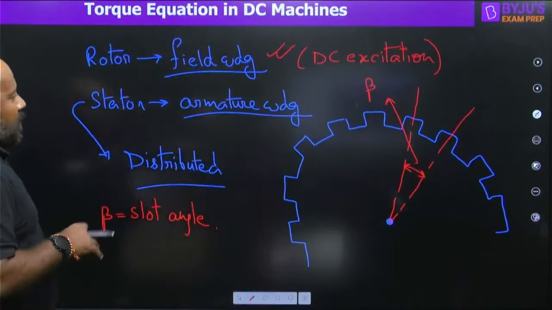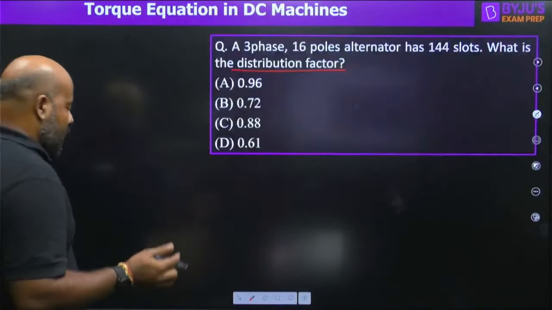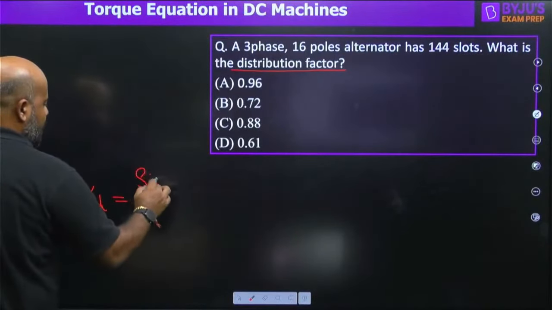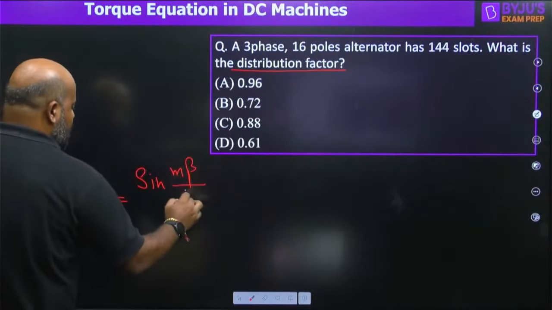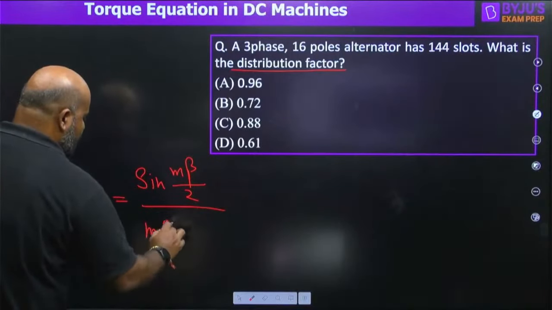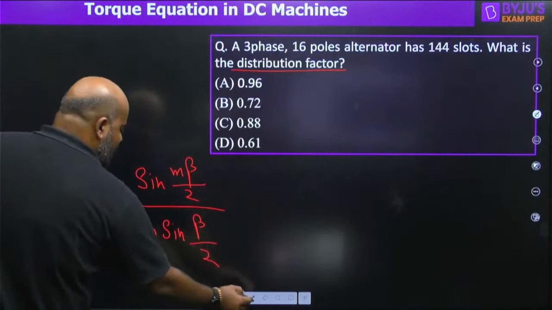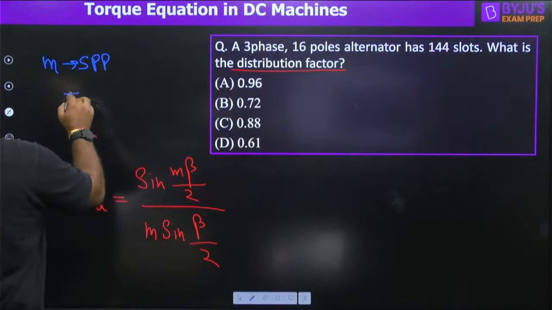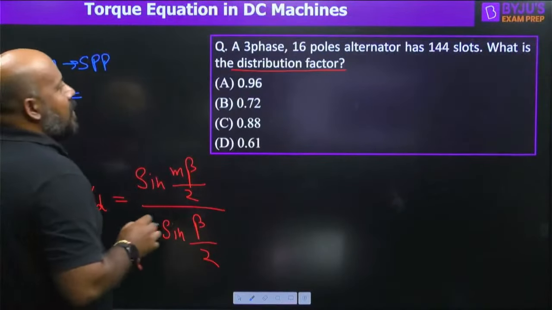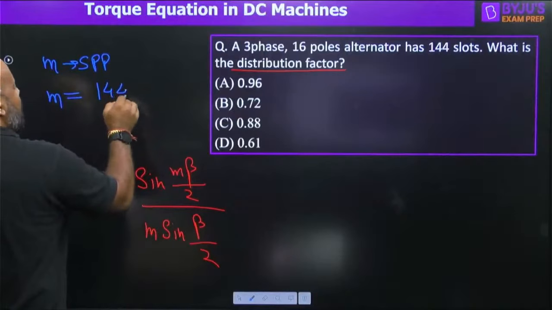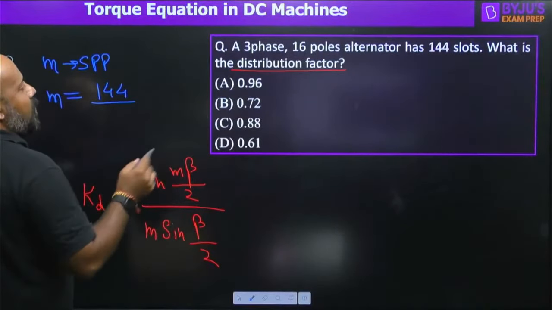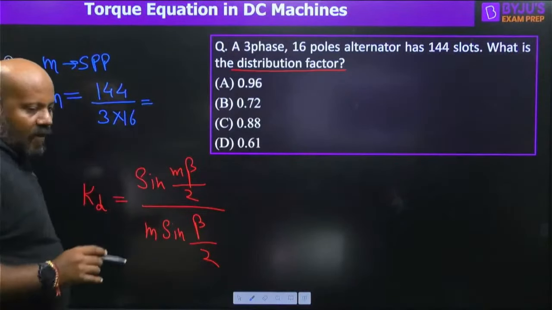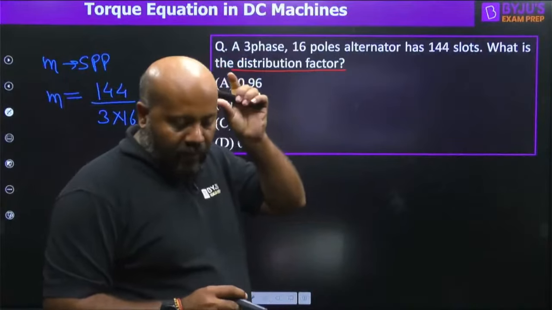Now, if you see the question, it is very simple. If you directly apply the distribution factor formula, KD is going to be sin(mβ/2) divided by m sin(β/2). What is m here? m is the number of slots per pole per phase. So what is going to be the value of m? Number of slots are 144, number of phases are 3 and number of poles are 16. Just solve this value. How much are you getting the m value?